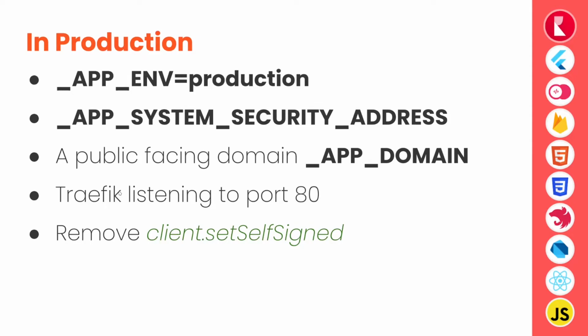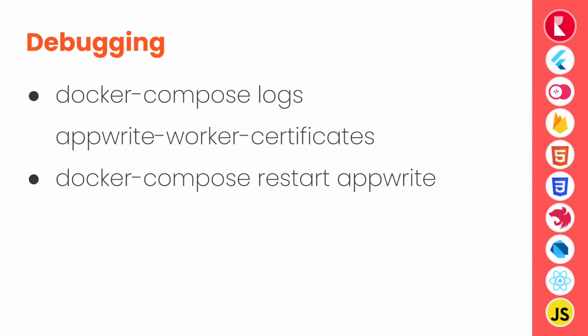However, in production, you need to make sure while installing Appwrite that you set the environment to production, and you set a proper system security email address so that you get notifications about your certificates. A public facing app domain environment variable needs to be set so that Appwrite will automatically generate a certificate for the domain assigned here. Also make sure Traefik is listening to port 80, and from any of your clients in production mode, remove client.setSelfSigned. Now, whenever you have issues with your Appwrite certificates, you can debug.